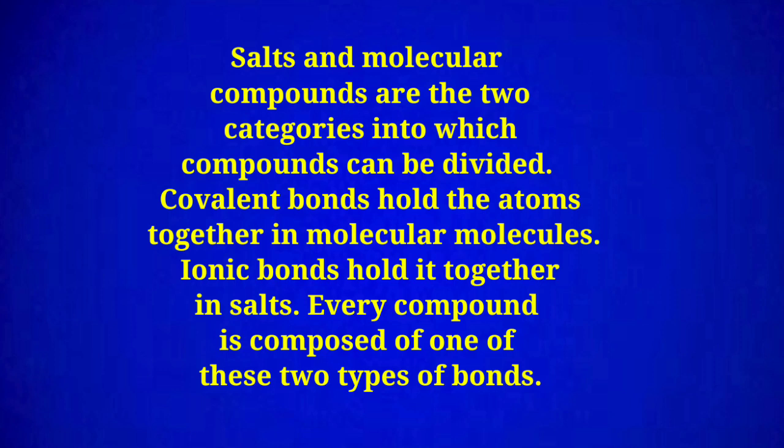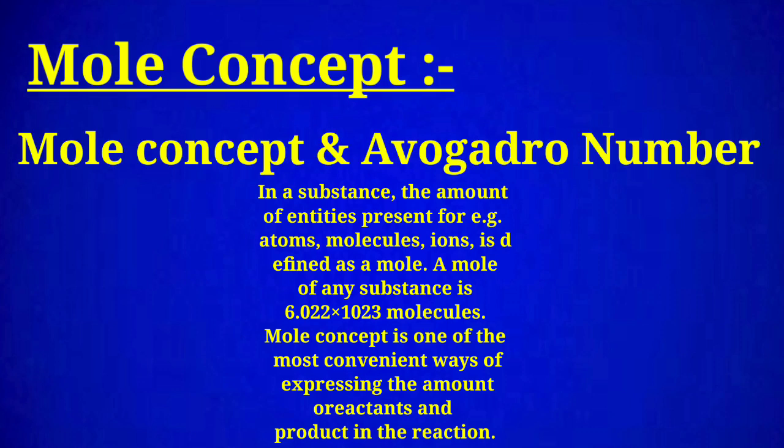Molecules of compounds. Compounds can be divided into two categories: salts and molecular compounds. Covalent bonds hold the atoms together in molecular compounds. Ionic bonds hold them together in salts. Every compound is composed of atoms.